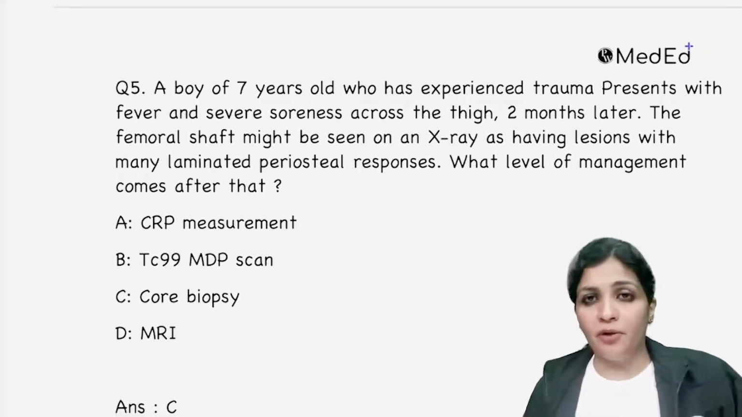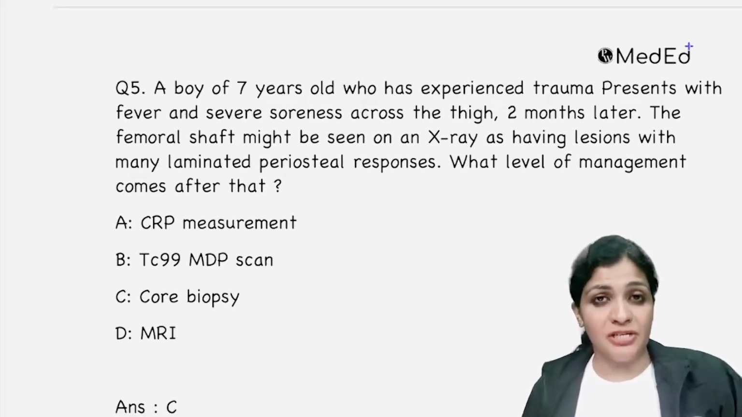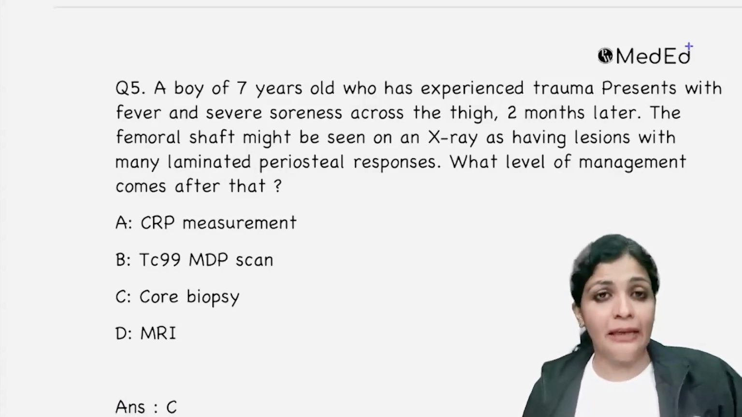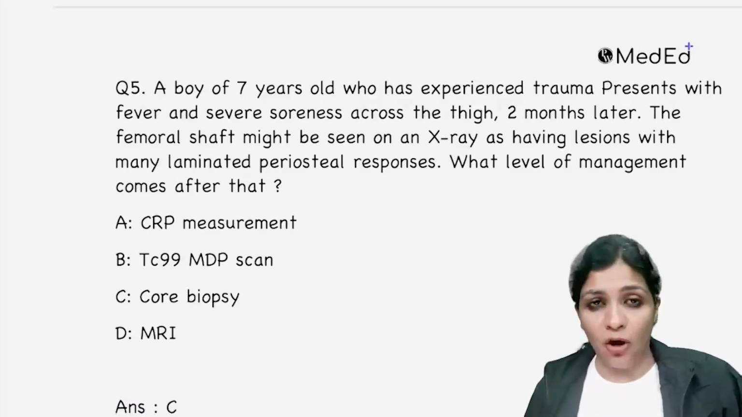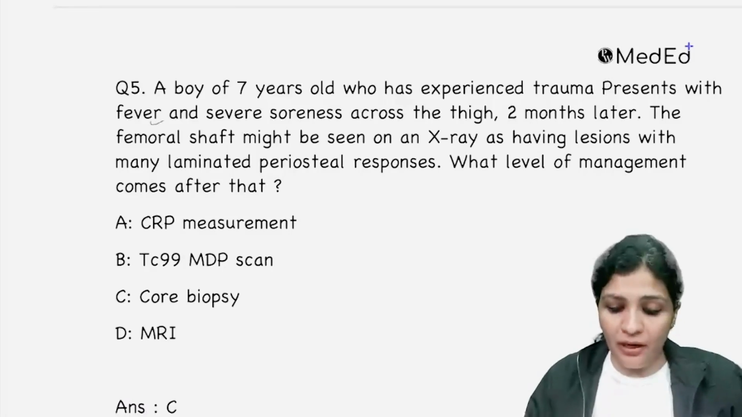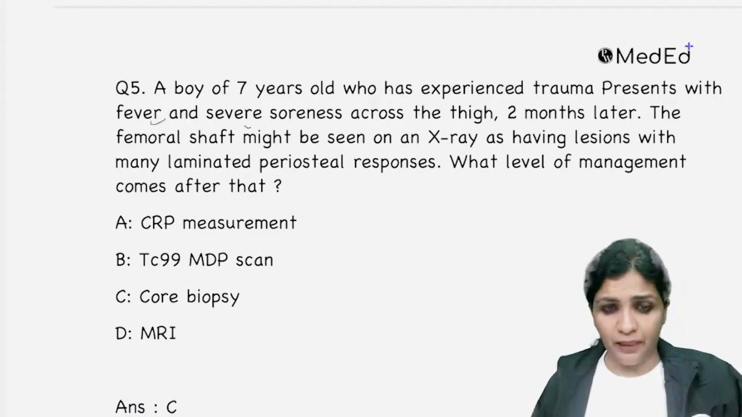So here the problem is there was a trauma which was 2 months before. Now the patient is presenting with pain, fever, soreness in the thigh. Right, and now they have taken the X-ray and they have seen multiple laminated periosteal responses. So now what do you do? You go for a biopsy or a MDP scan or a CRP measurement because there is a fever and soreness. So what do you think this question is about?